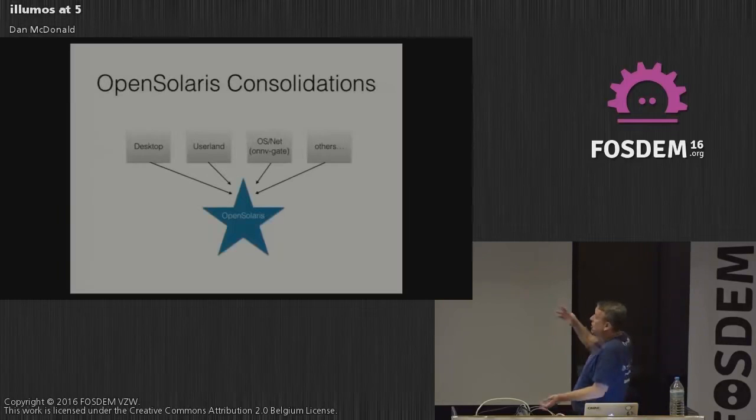And so you would have the desktop consolidation, the userland consolidation, OSNet, which was called ONNV Gate, which had to do with the code name for what was to become, at the time, Solaris 11, and other consolidations.